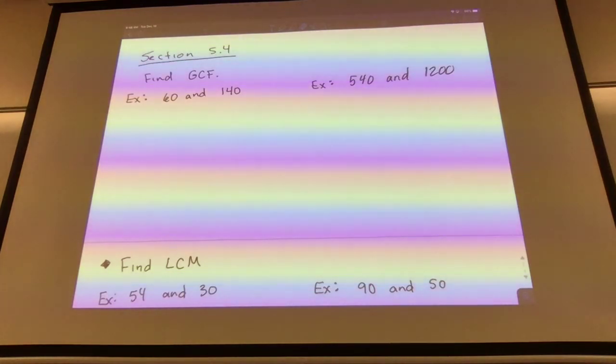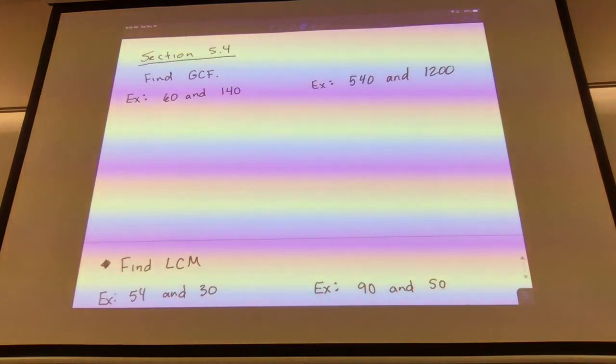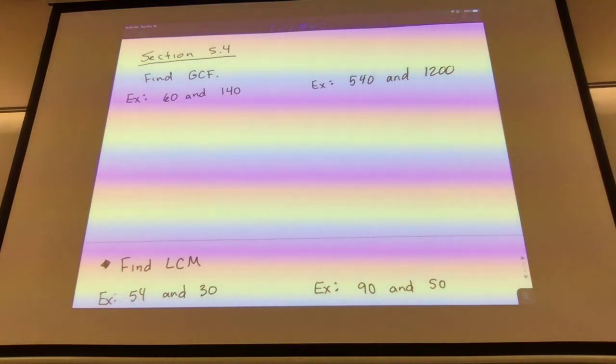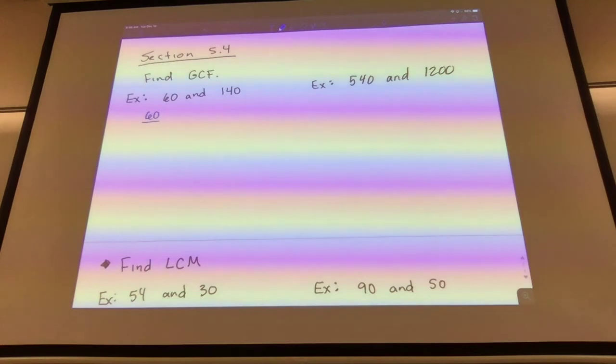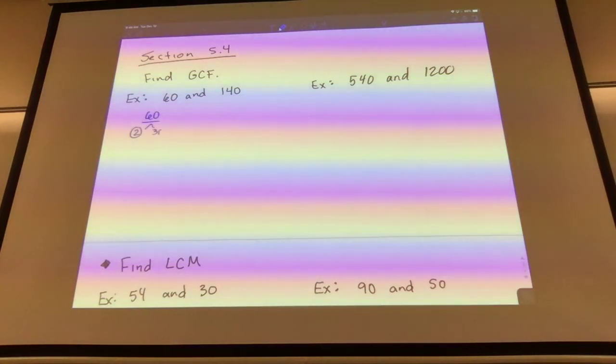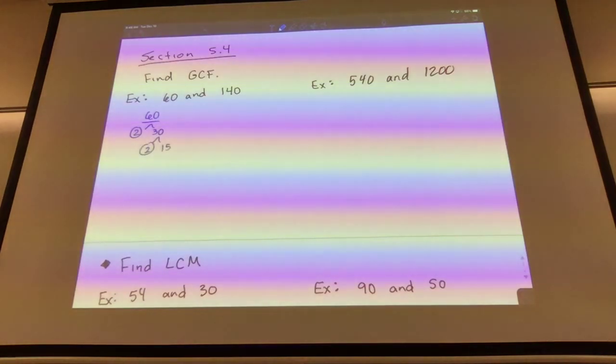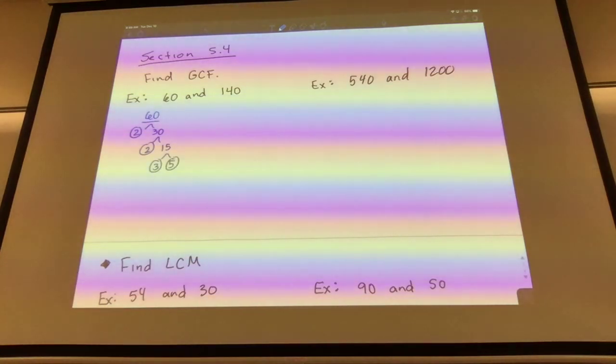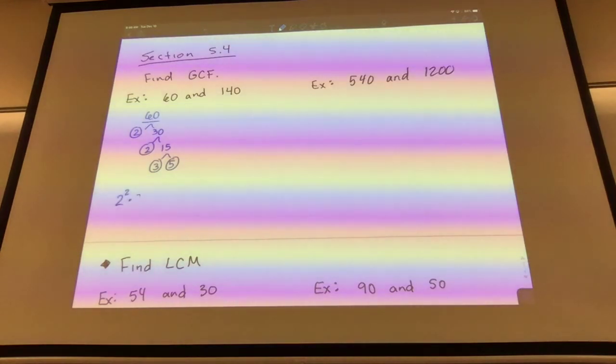So the first thing you want to do when you're asking for the greatest common factor, you want the largest thing that they have in common, we're just going to break 60 down and break 140 down. So we're going to start here, just do scratch work. So factor tree for 60, well that's 2 times 30. 30 is even, so 2 times 15. 15 is divisible by 3, so 3 times 5. Okay, so for 60, I have 2 squared times 3 times 5.